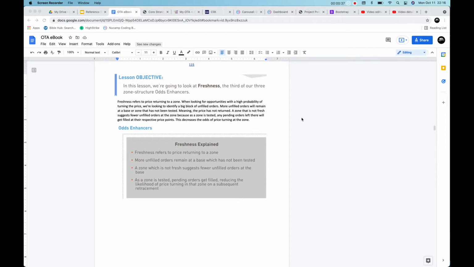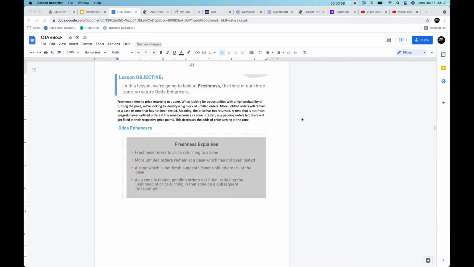A zone that is not fresh suggests fewer unfilled orders at the zone because as a zone is tested, any pending orders left in the zone will get filled at their respective price points, which would decrease the odds of price turning at the zone.